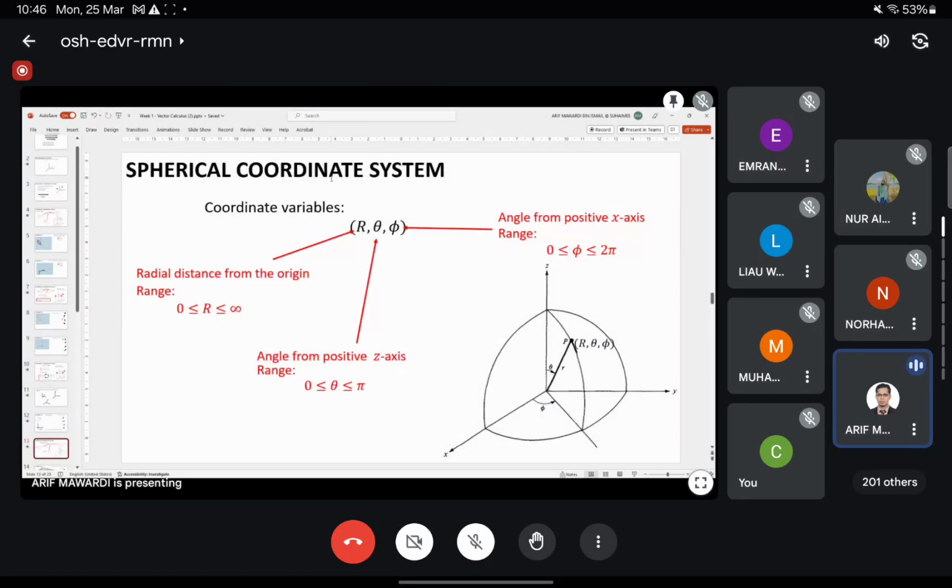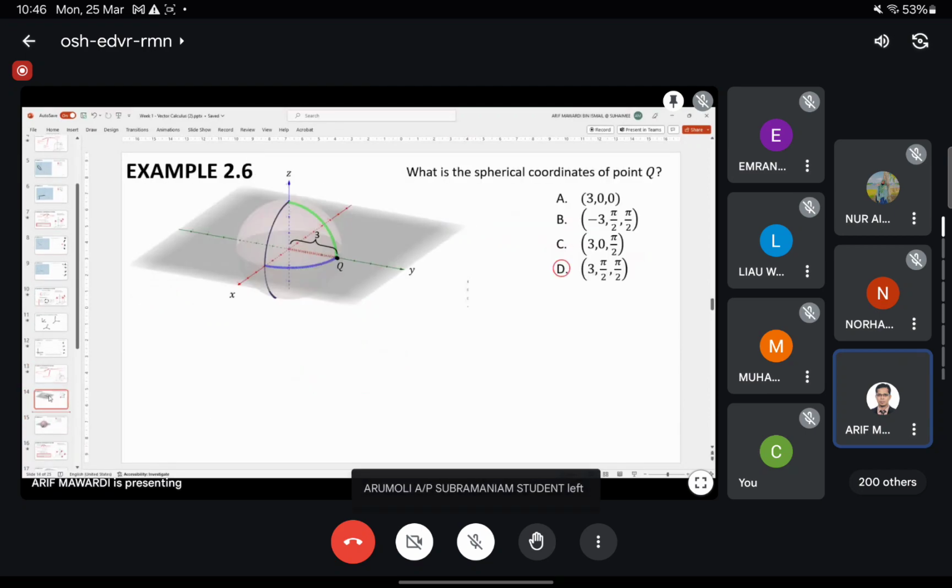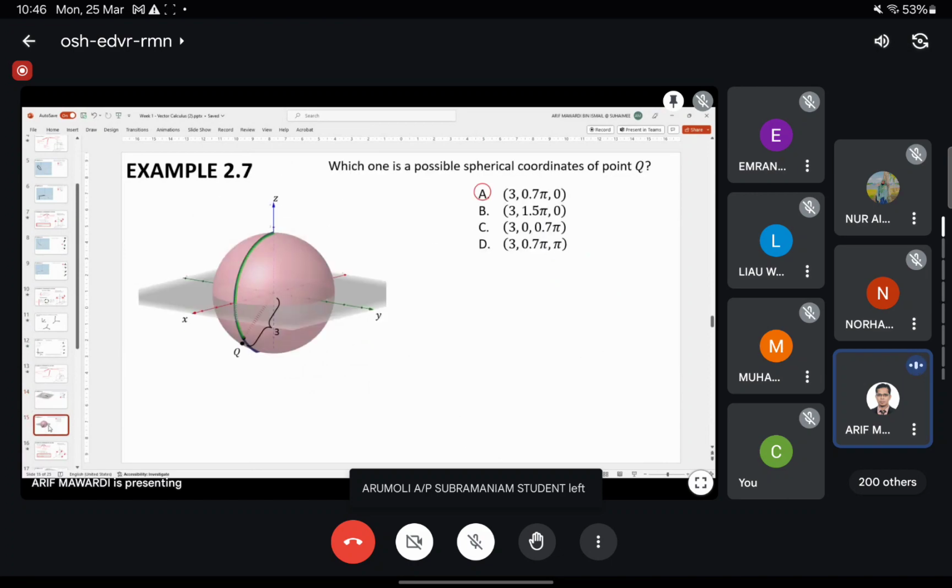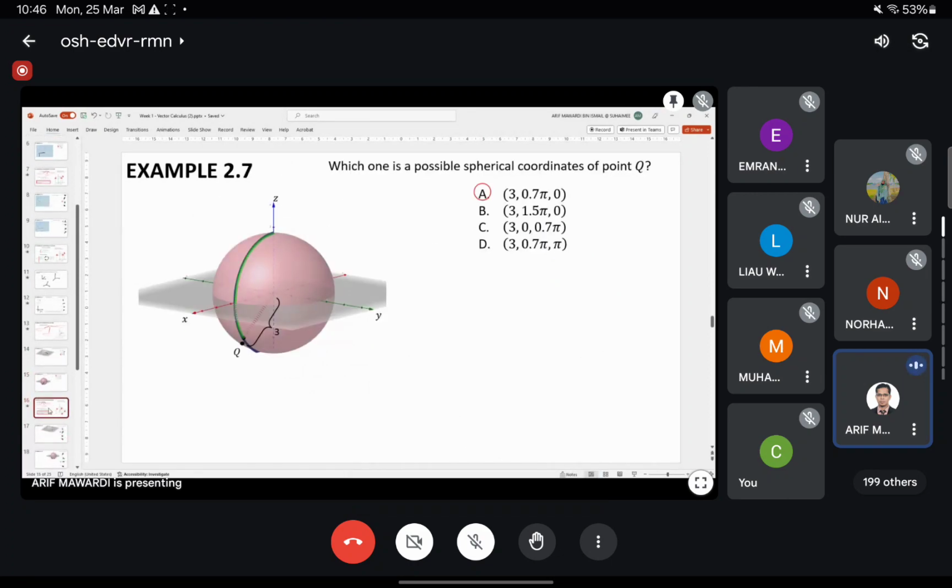For the spherical coordinate system, the coordinate variables are capital R, theta and phi. R here is the distance from the origin, not from the positive x-axis. Theta here is defined as the angle from the positive z-axis, and phi here is defined as the angle from the positive x-axis. So we have looked at this, and we have also looked at this.